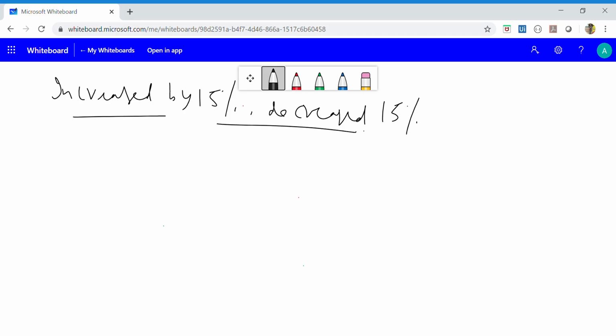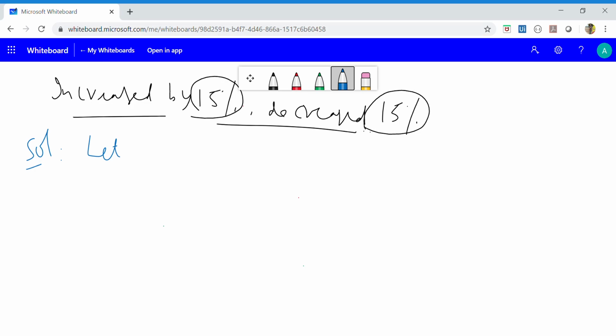So here the increased percentage is 15% and the decreased percent in the second year is 15%. Then how can you solve it? Let us think about the solution. Let the population of the town be x. Then what is the first year's increased population?